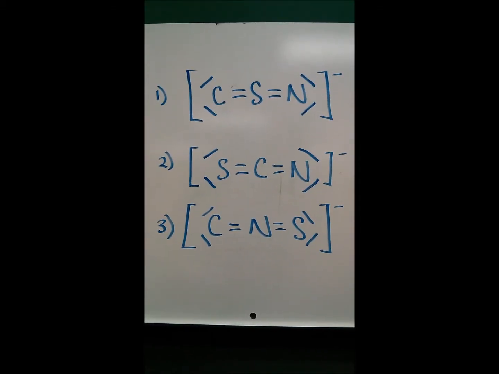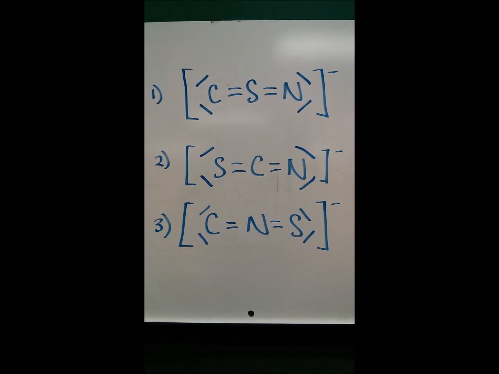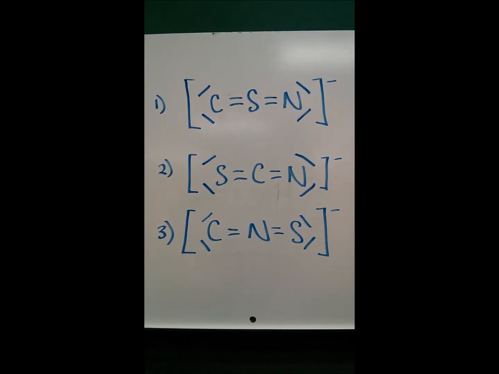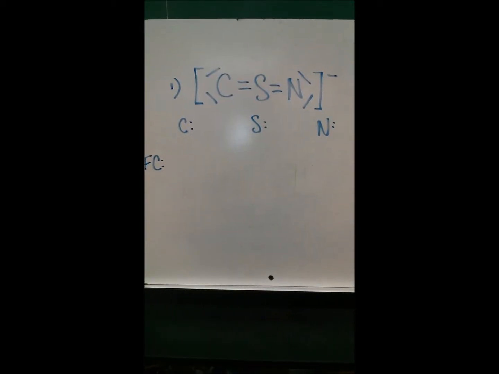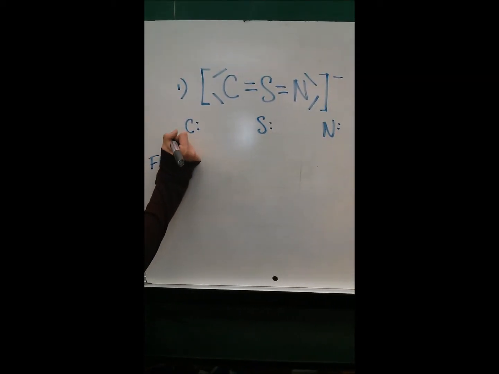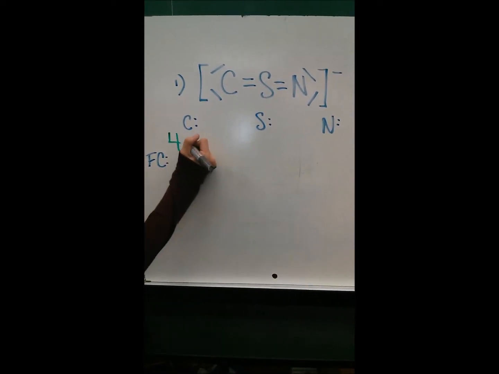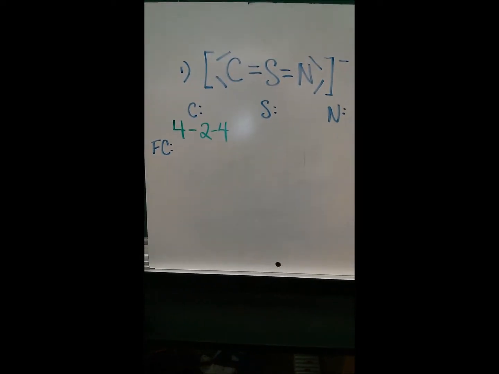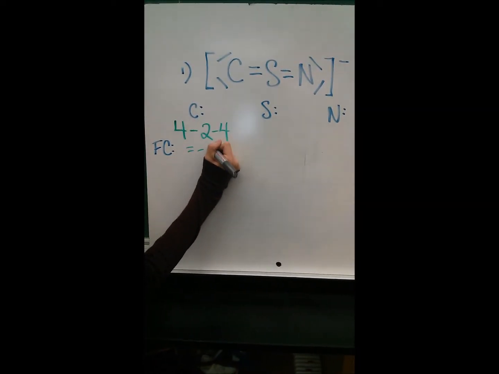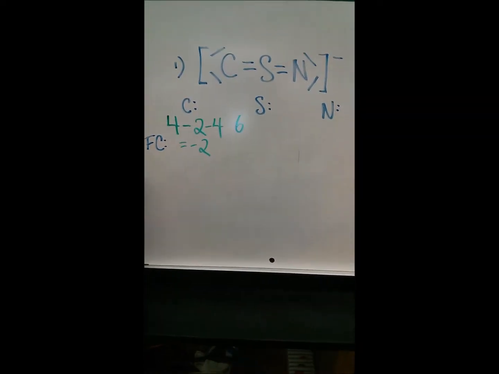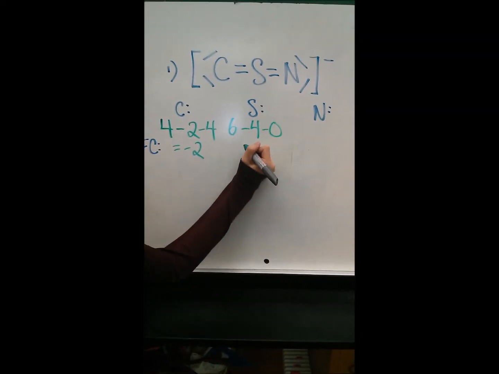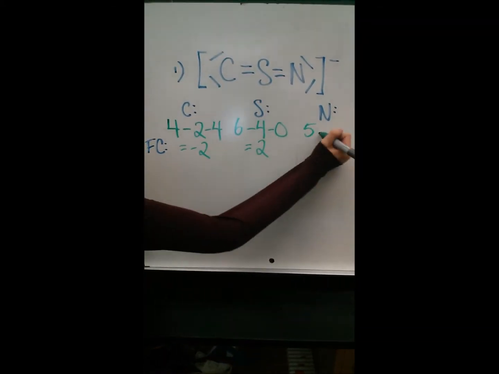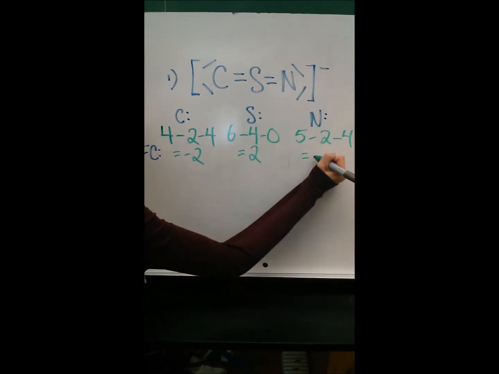Now we can get started. These are the corresponding Lewis structures of the three configurations of CSN-. Again, the accuracy of these diagrams is essential in solving formal charge questions. Let's start with the first configuration. We'll begin by looking at the carbon atom. Carbon has 4 valence electrons, 2 bonds, and 4 lone pair electrons. Thus, the resultant formal charge of carbon is -2. Sulfur has 6 valence electrons, 4 bonds, and 0 lone pair electrons, giving it a formal charge of 2. And finally, nitrogen has 5 valence electrons, 2 bonds, and 4 lone pair electrons, giving it a formal charge of -1.